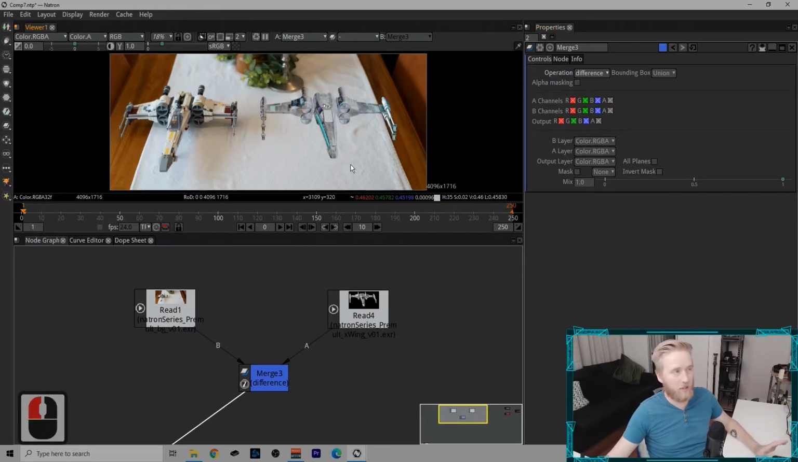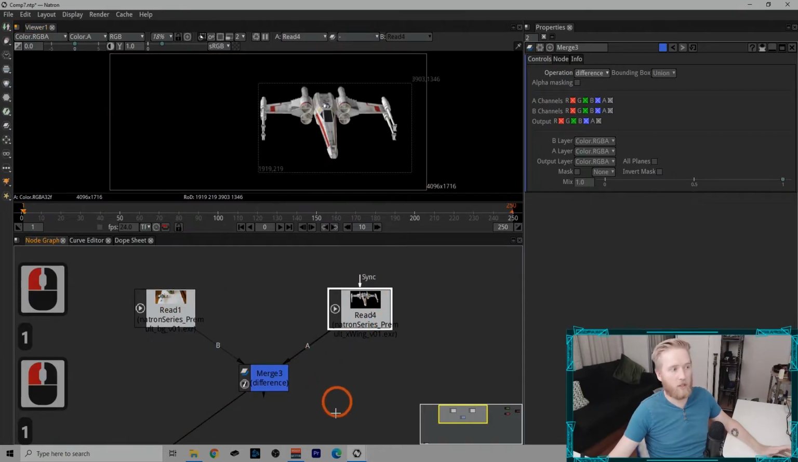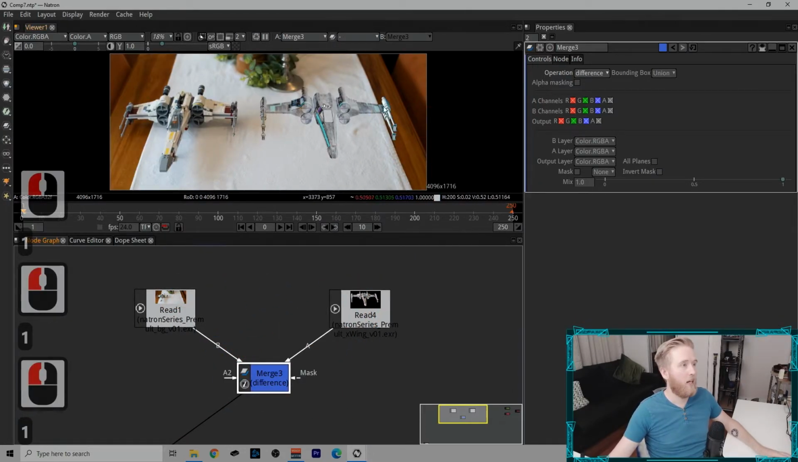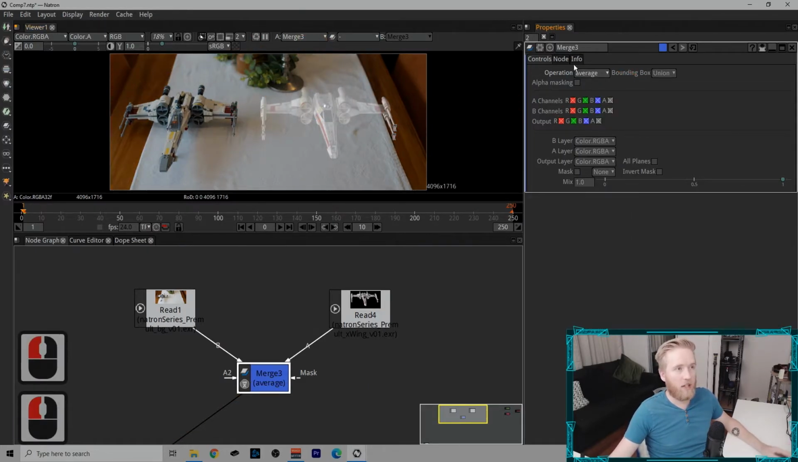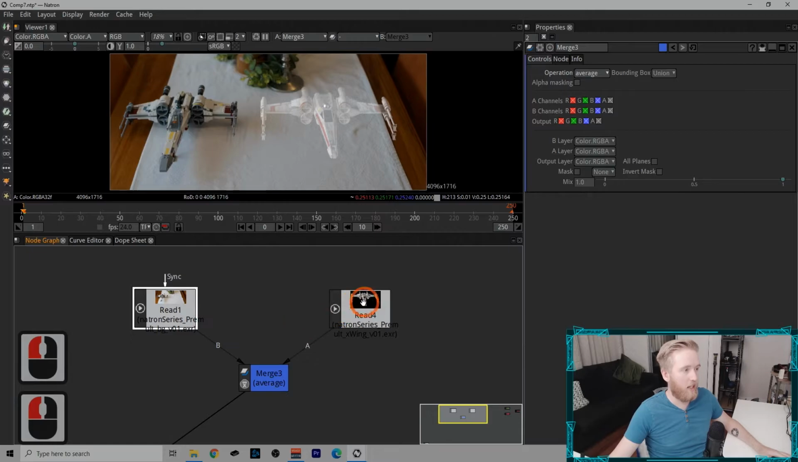I use it primarily just to see specifically what the difference is between two images, especially similar looking images, or different grade nodes. You can use it to see if you're trying to match the grade to something, an identical image with a different grade. You can use the difference to try and get the pixel values as close to 0 as possible. Average is a good one, does exactly what it sounds like. A plus B divided by 2.